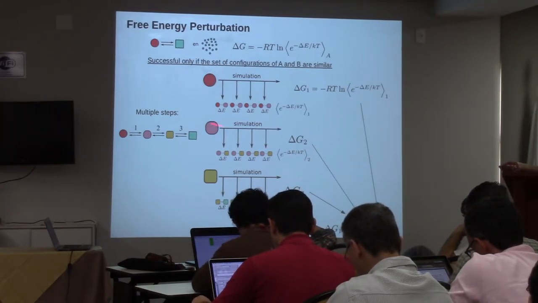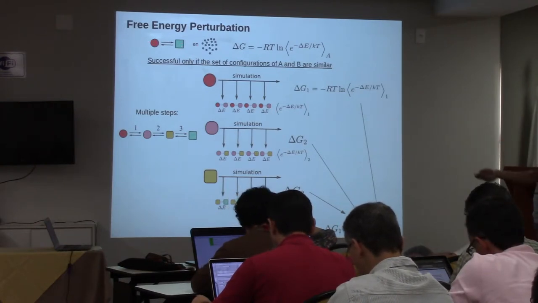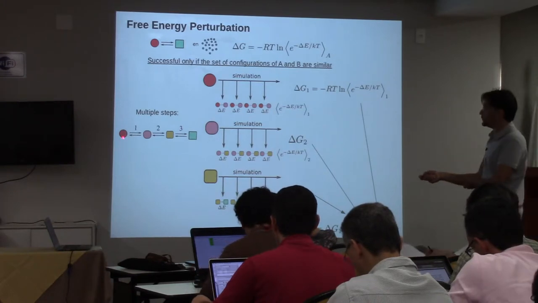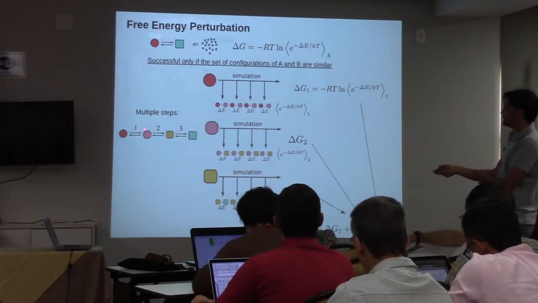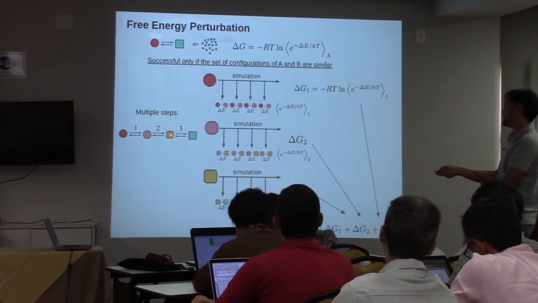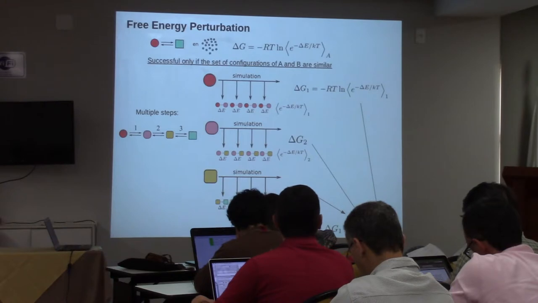So what do we do? Instead of studying, using free energy perturbation, the transformation red ball to green square at once, we perform a simulation in which we study by steps, in which we transform the red ball into a pink rounded square. Then we transform the pink rounded square into a yellow, less rounded square, and then we transform the yellow less rounded square into a green square.